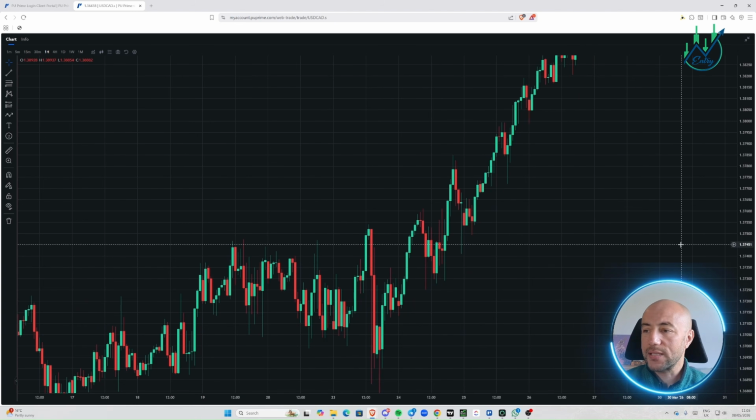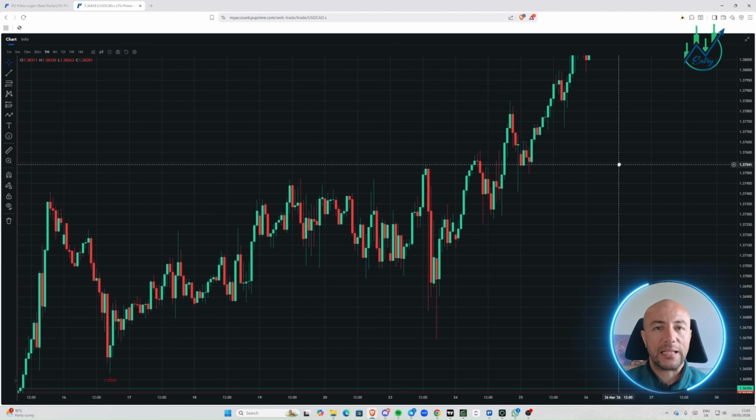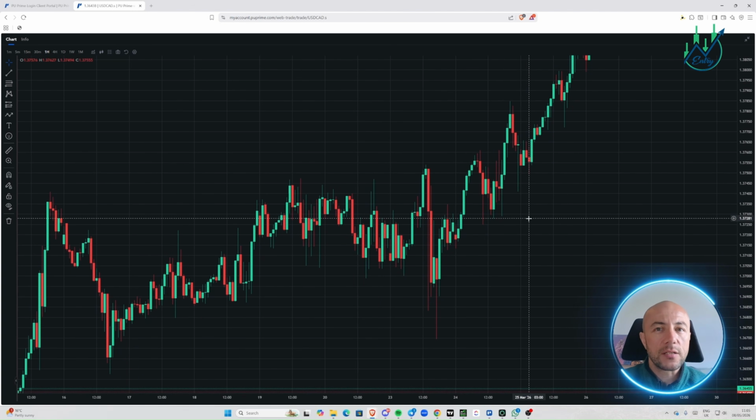Right, I always start with a clean chart, bare candles, no indicators, because market structure isn't drawn by an indicator, it's drawn by price itself. The chart already tells you the story. You've just got to learn how to read it.